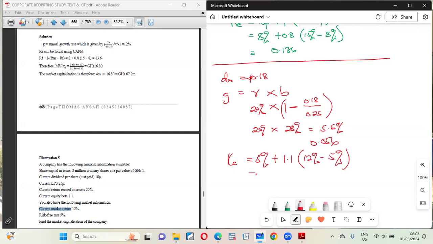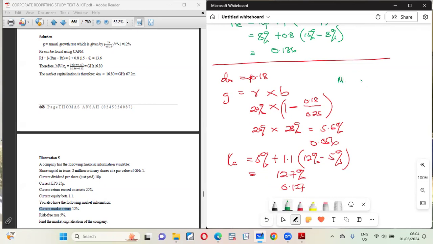What will be our answer for the KE? What are you getting? Because I have 12.7%. You can confirm that. Now that we have all the things we need, this can be written as 0.127.